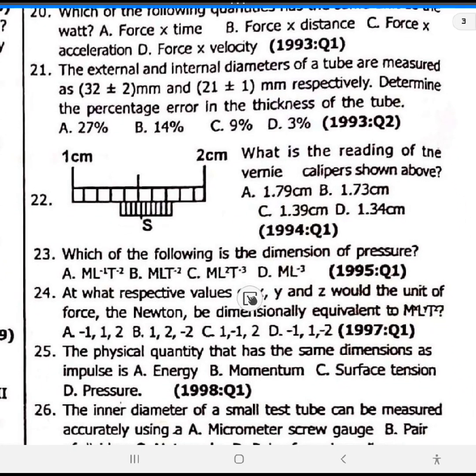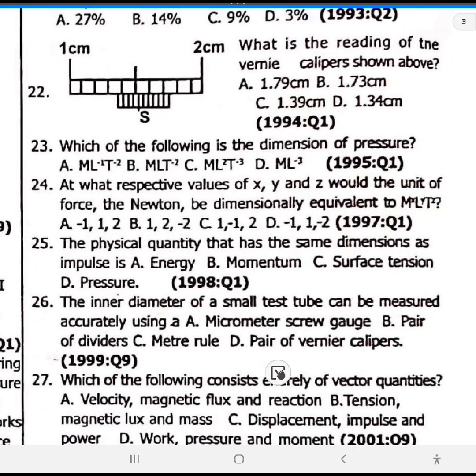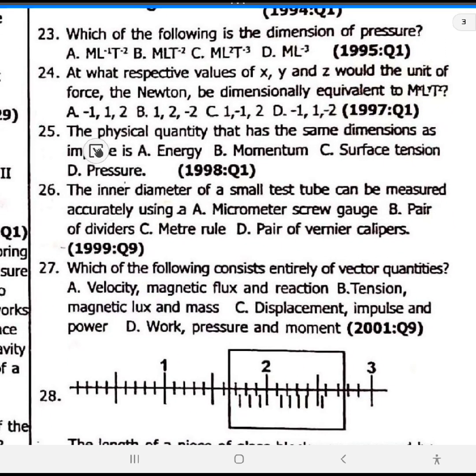21 is definitely a bit of calculation. 22 similar. 23 same. 24 same. 25. The physical quantity that has the same dimension as impulse is momentum. So 25 is option B.